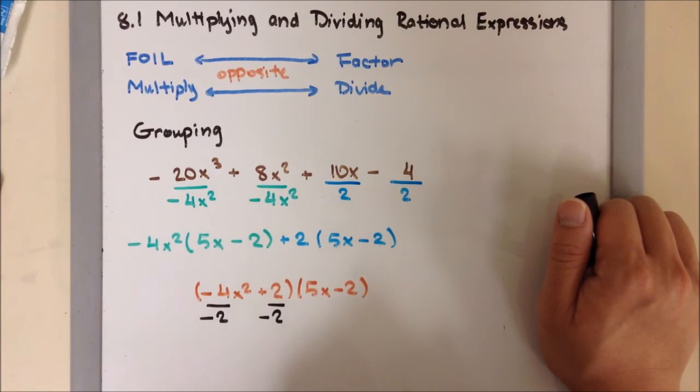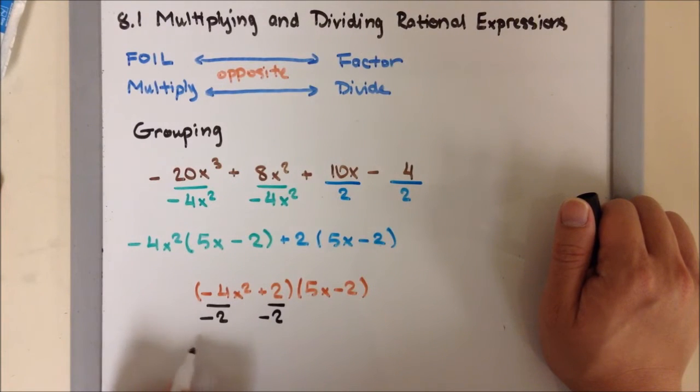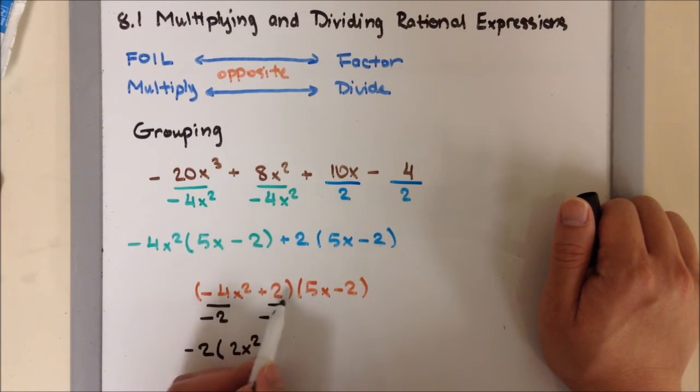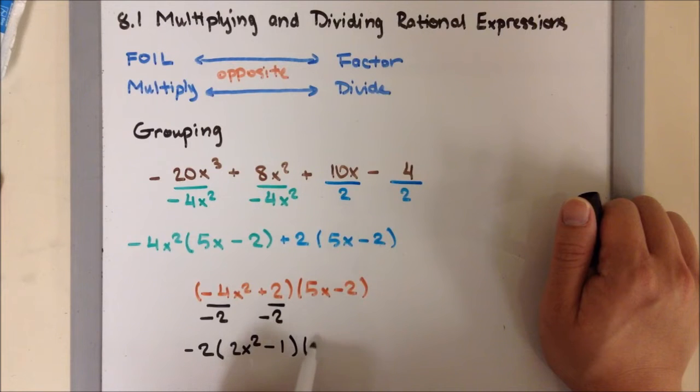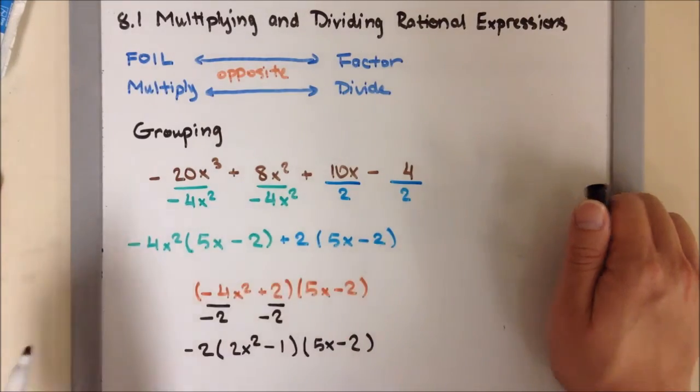So that means that we need to factor out a 2, so the negative 2 will be on the outside. Negative 4x squared divided by negative 2 would be a positive 2x squared, and then positive 2 divided by negative 2 will be negative 1. I'm still going to have 5x minus 2, but I'm not going to do anything with it because, again, there's nothing in common between 5x and negative 2.